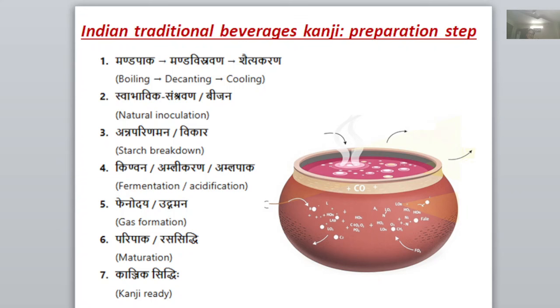इसीलिए इसमें जो टर्म आता है मड पाकम. So the main steps for the preparation are boiling, decanting, cooling, then inoculation, starch breakdown, fermentation, gas formation, maturation. So these are the steps which have been discussed during the ancient Indian period.